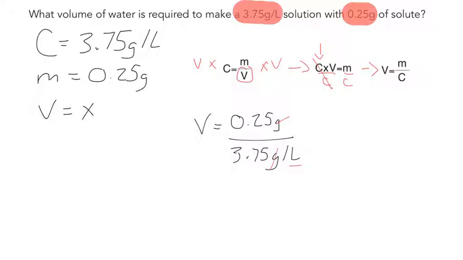And we have our volume equal to 0.067 liters, which is also equivalent to 67 milliliters. Now, it makes sense that our volume is this small, considering that in 1 liter of solution, we'd have 3.75 grams. We don't have 3.75 grams in this case. We only have 0.25 grams.